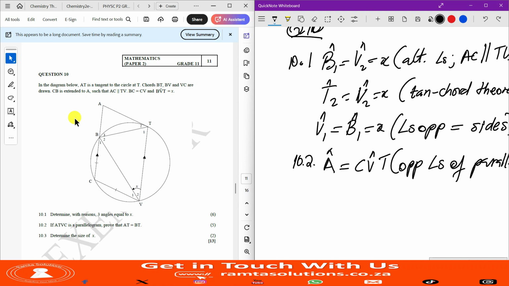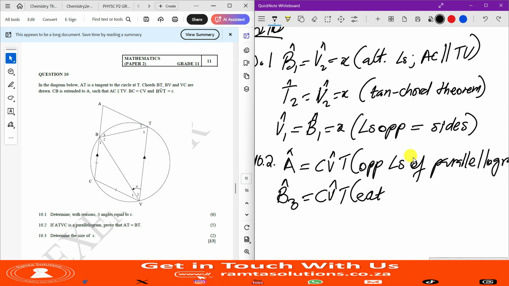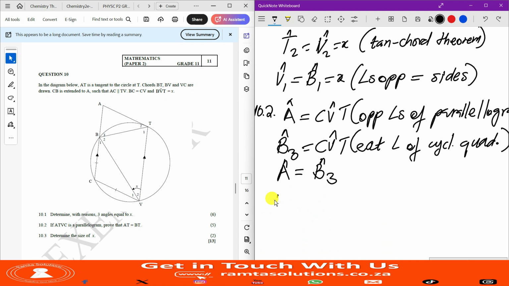So to find B3, we can simply say angle B3 is equal to angle CVT. Why? It is exterior angle of a cyclic quad. Okay, exterior angle of a cyclic quad. Therefore, angle A is equal to angle B3. Therefore, AT will be equal to BT.